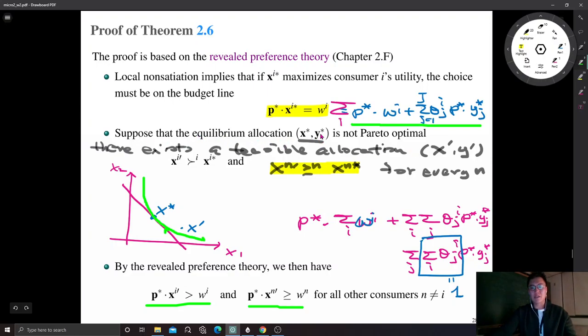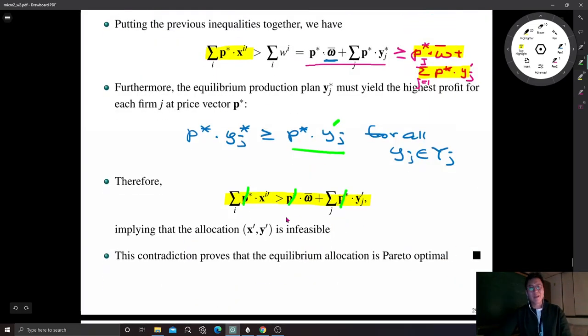So for the allocation, we first start with a supposition to the contrary. Suppose the allocation is not Pareto optimal. That means we assume there exists a feasible allocation x prime and y prime which Pareto dominates that equilibrium allocation. But it turns out that this allocation is not feasible. So that is a contradiction, right? This contradiction proves that the equilibrium allocation is in fact Pareto optimal.